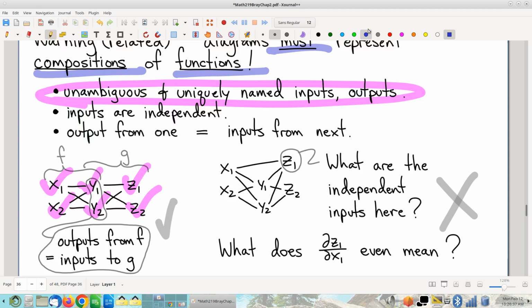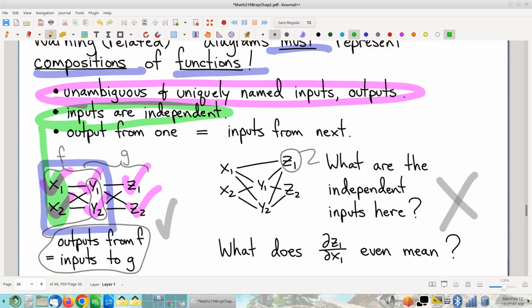So, for example, if I look at this function f right here, the inputs for this function f, x1 and x2, they're independent. Changing x1 does not necessarily change x2. They're free to do whatever they want.